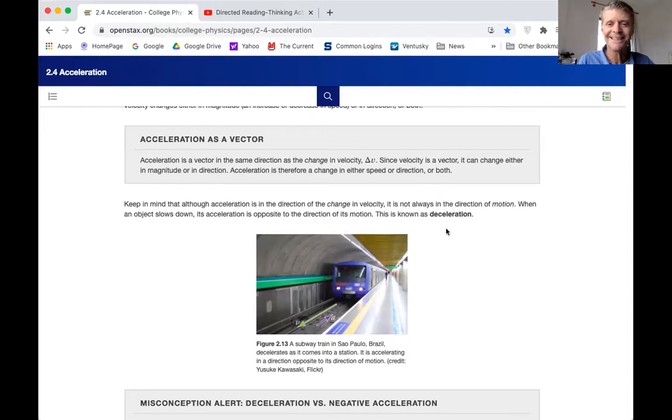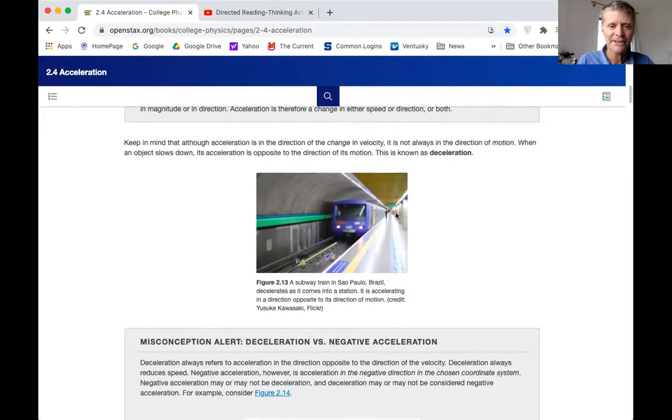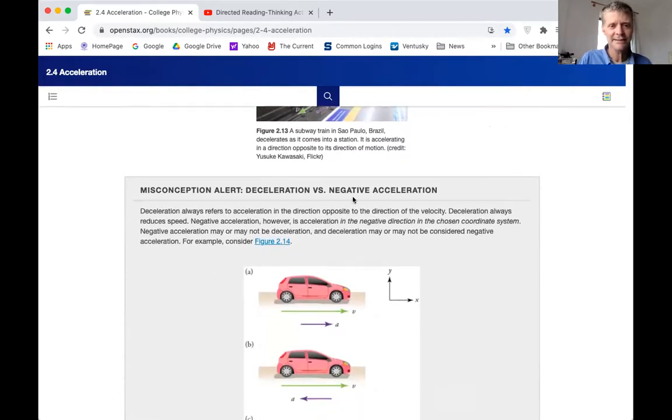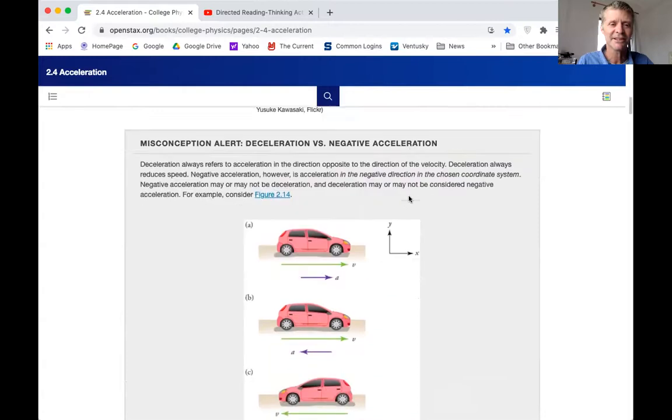Then I see the keyword deceleration. I see another diagram with some arrows in it, vectors, a velocity vector pointing one way, an acceleration vector pointing the other. And then I see a box that says misconception alert. That should give the students an idea right away. This is something important: deceleration versus negative acceleration.